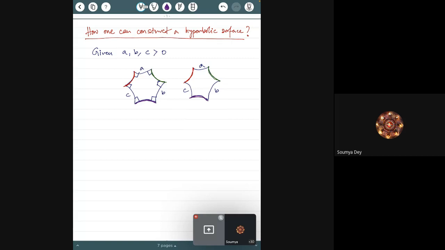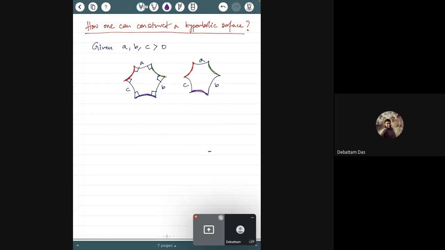So after we glue this, what will happen? What we will get? Can somebody guess? We'll get some surface, right? What will be the surface? Someone? Sphere with 3 holes. So sphere with 3 holes. Exactly. Exactly. Let me draw it.